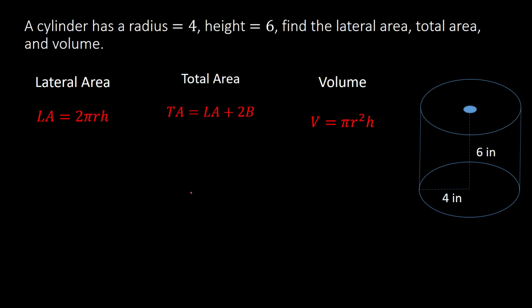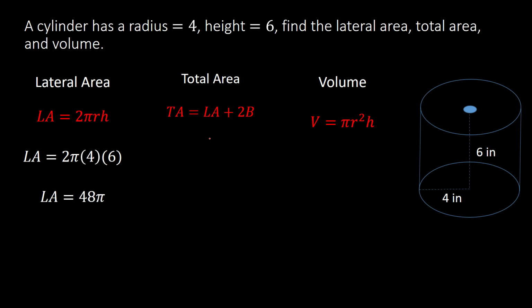Now using this, let's say we're given the radius to be 4 and the height is 6. All I do is I plug in the numbers into my formulas. So knowing the formulas is the hard part. Once you know the formulas, just plug the numbers in. So lateral area, the radius is 4, the height is 6. So we have 2 times pi times 4 times 6, which would give me 48 pi.